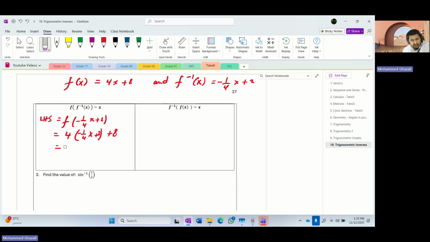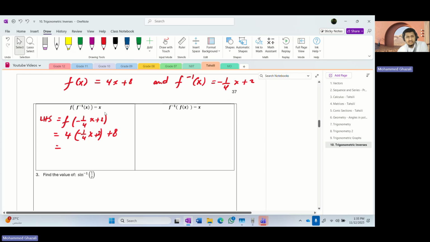We're going to multiply this out. 4 times negative quarter x is... So why do we have negative quarter x?